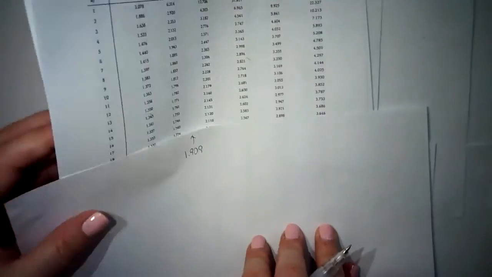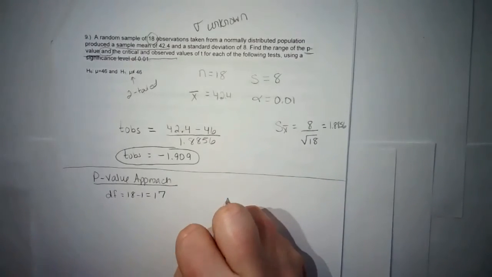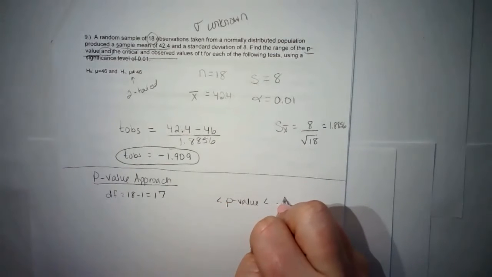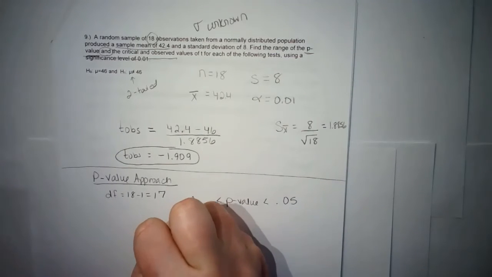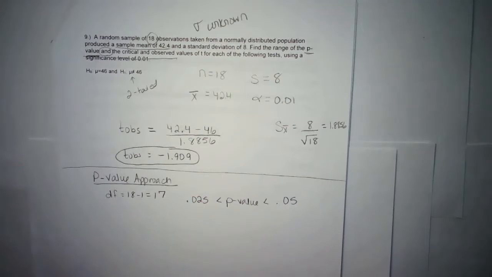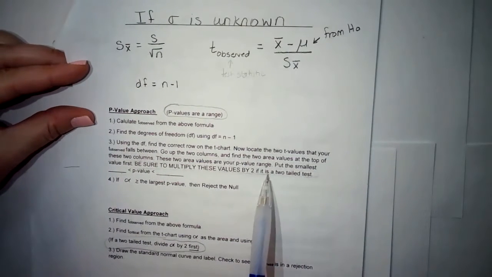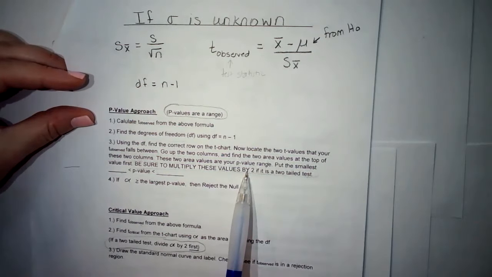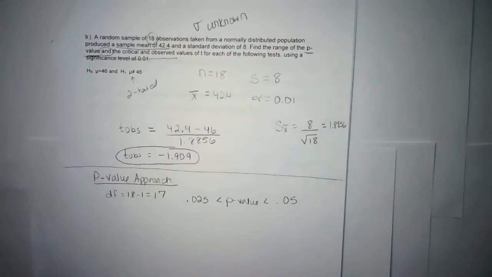Okay, so we're going to say that our p-value is between 0.05 and 0.025. Now, here's the other little strange thing, which again is why you have the little cheat sheet. If we only had a one-tailed test, we would be done. That would be our p-value. But if you have a two-tailed test, be sure to multiply these values by 2. We have a two-tailed test, so we have to multiply this by 2.